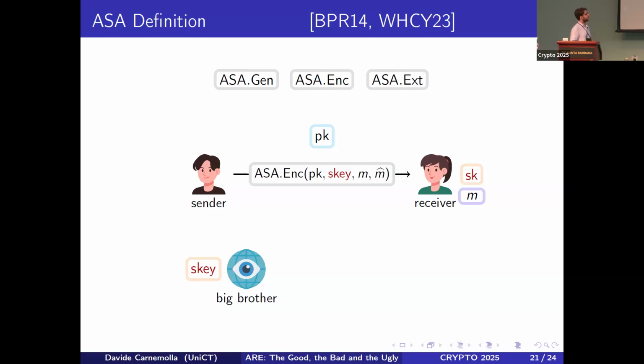And then we require that when the receiver calls the decryption algorithm of the underlying standard PKE, she will be able to decrypt the message M, while the Big Brother must be able to extract the covert message using an extraction algorithm. And also, we require that the ciphertext must be a regular-looking encryption of the message M.